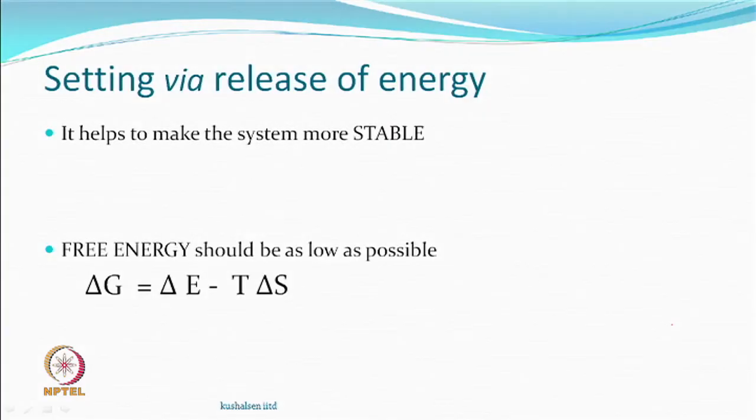So what do we mean by release of energy? Obviously the purpose is that we want to make the system as stable as possible. That means it will not change its position. And why are we interested? Because we are going to be deforming the yarn. Once we deform the yarn, there is a purpose for deformation, and that deformation should be stable. So the simple equation that you have already gone through, the free energy equation: delta G equals delta E minus T delta S. We understand one term called the entropy, and this is the internal energy.